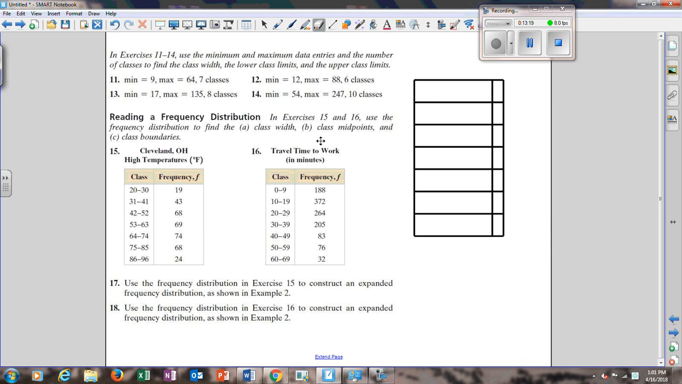Okay, number 15 says use the frequency distribution to find A, the class width, B, the class midpoints, and C, the class boundaries. All right, so our class width is going to be 20 to 30. Well, it's going to be 20 to 31 technically. It's all the numbers that are included. So 20 to 29 is going to give you 10. And then number 30 is going to give you 11. So your class width is going to be 11.